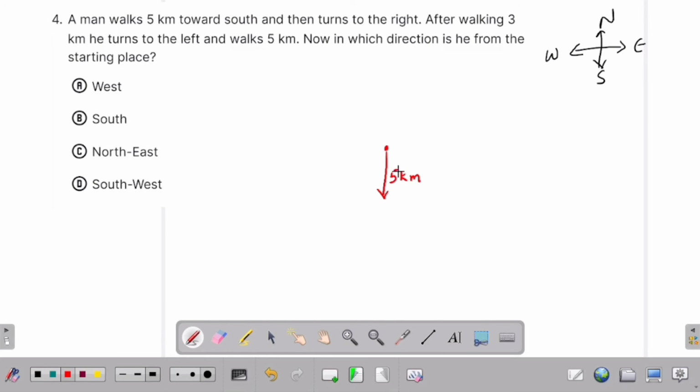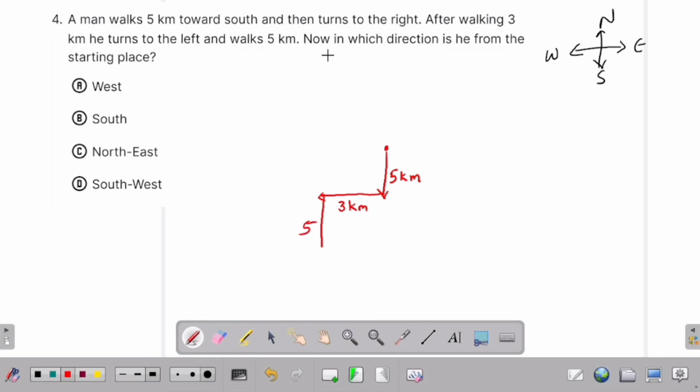5 kilometers towards the south. Then he turns right. So this is the right direction. Yes? So he turns right and after walking 3 kilometers, what is he doing? He turns to the left. So see, he is here now. Which is the left direction for him? The left direction is this one. He turns to the left and walks 5 kilometers again.